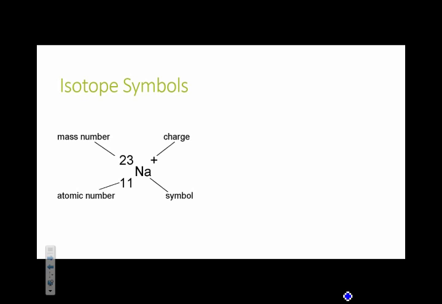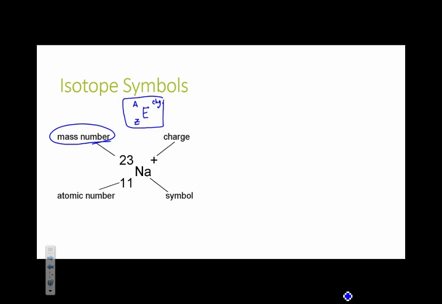We can take this information and produce something called an isotope symbol. In an isotope symbol, we'll find the mass number written. You can kind of think of these as a big box, where we've got the element symbol, we'll call that E. We've got the mass number, that was A. The atomic number is written down here, that was Z. We've got the charge up in the upper right-hand corner.